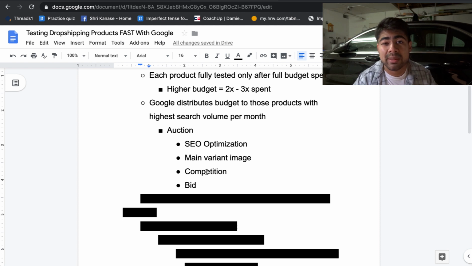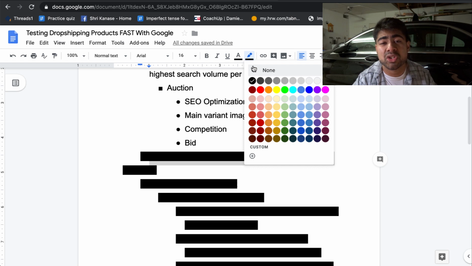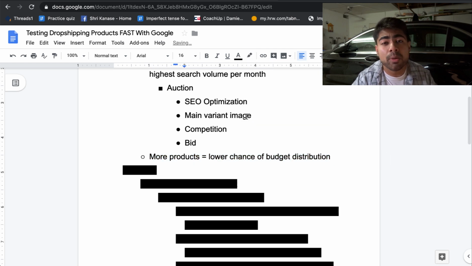But a lot of things really change the way your products are shown and change how your products perform in the auction. Because of that, the bidding also gets affected significantly. You'll notice often when you start running ads for your Shopify store that 90% of the products aren't even getting tested. They're not spending a single dollar. That's simply because of this issue right here, where Google is distributing the budget towards those products with the most searches a month. And this leads me to the most important point of this video and how this is going to determine how you test products, and that is more products equals a lower chance of budget distribution, period.